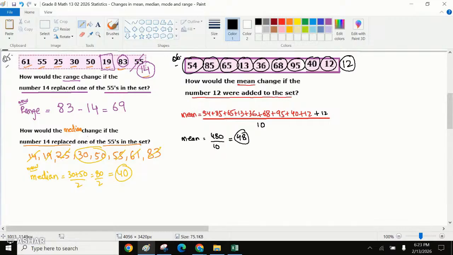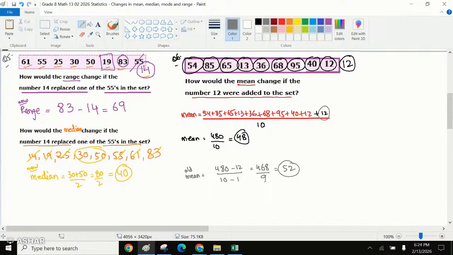How can we find the older mean? See, we know the total was 480. We added a 12, right? The original number was 10 minus 1. Minus 12 is 468 divided by 9. And the older average was 52. Average has decreased. Why? Because the maximum number was 95 and we are adding a very small number to it.